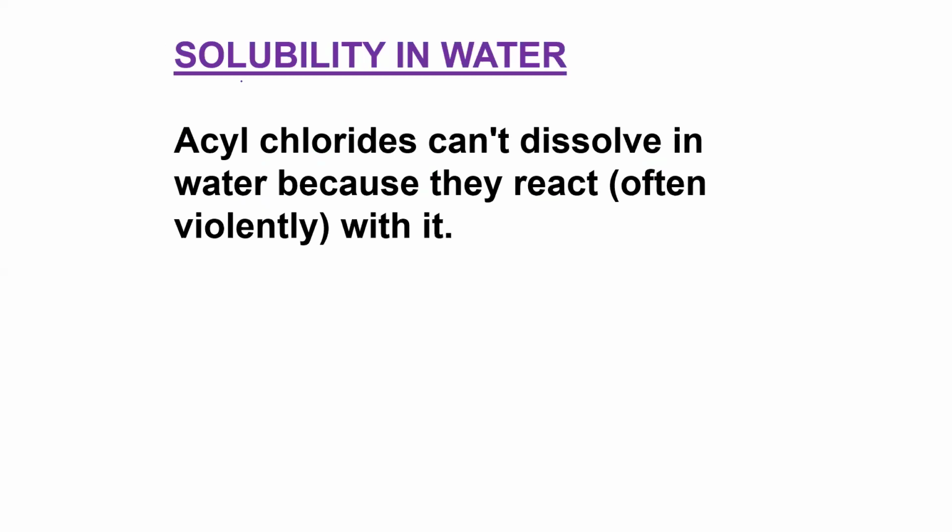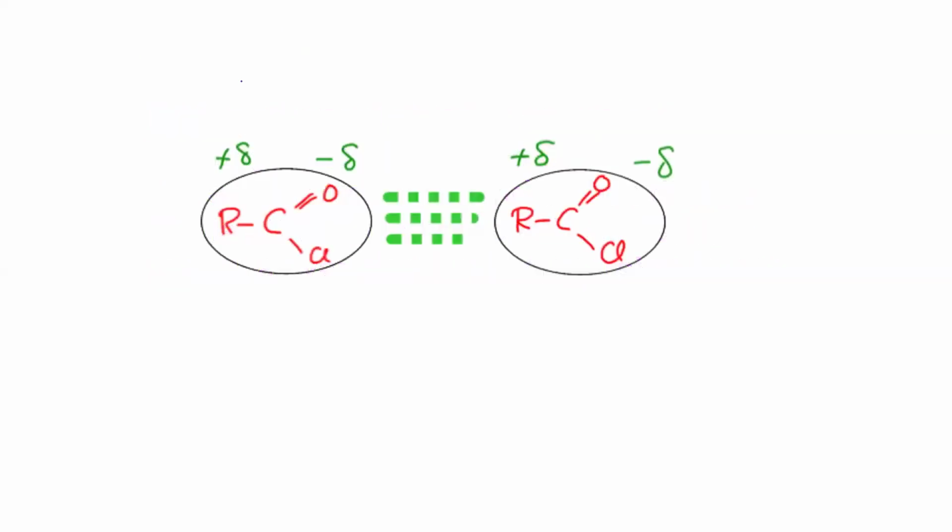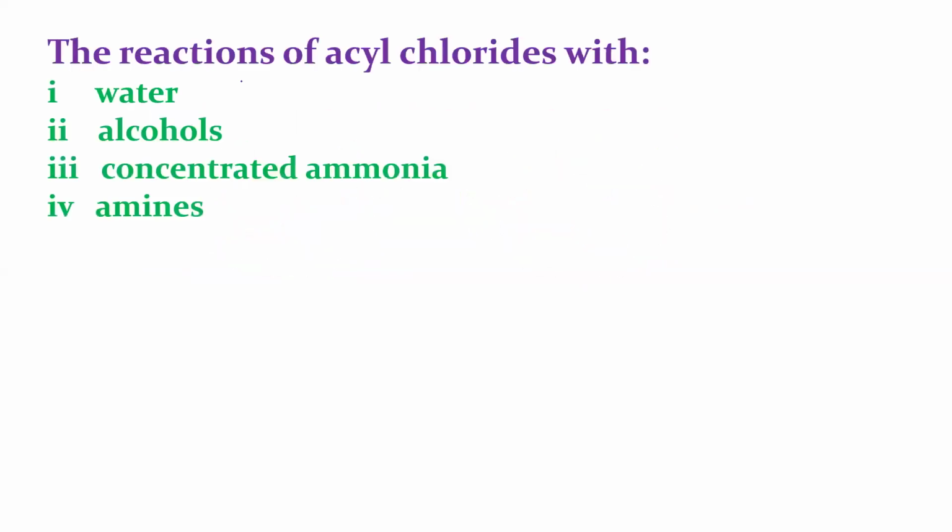Solubility in water: acyl chlorides can't dissolve in water, because they actually react with water. They have a violent reaction with water, and after the reaction, the product dissolves. Boiling points: acyl chlorides have dipole-dipole interaction, and obviously van der Waals forces are always there. Due to these, they have a bit higher boiling point, not very high. Now, these are the physical properties.